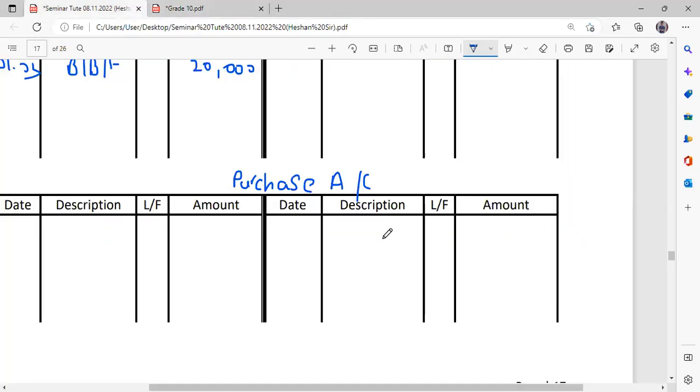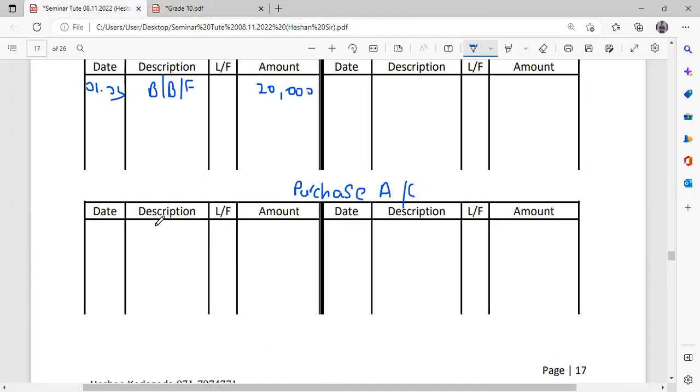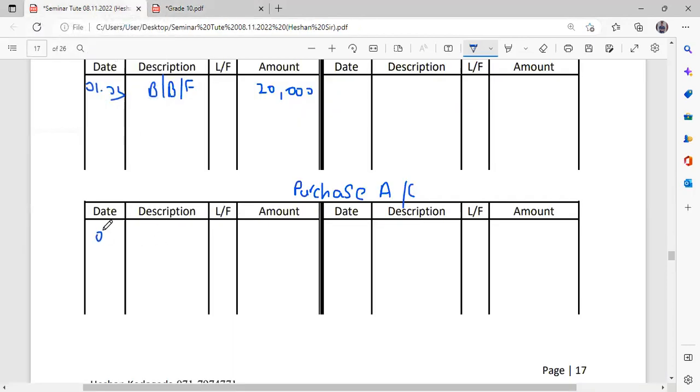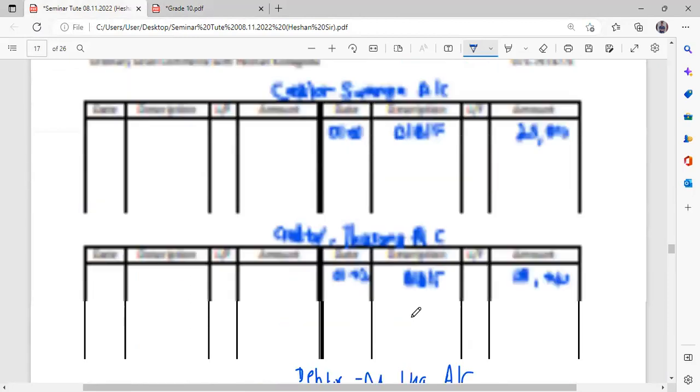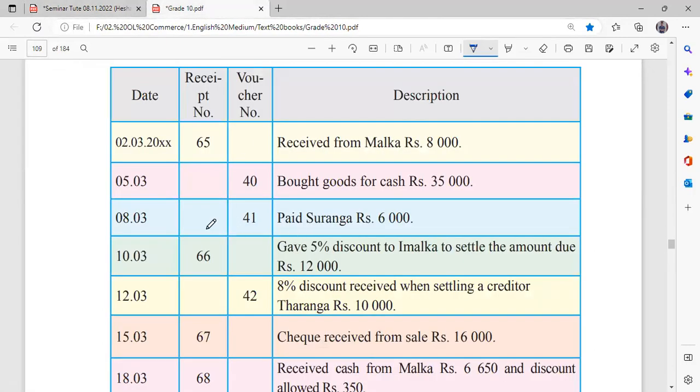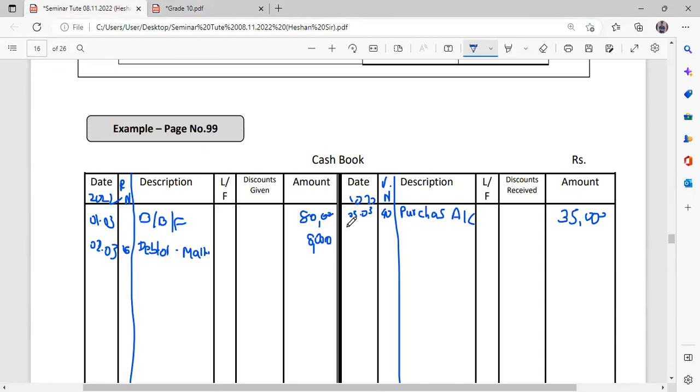Okay, right. So yeah, now when we purchase stocks on the cash basis, purchase account debit and the cash book credit. Now March 5th, cash book, 35,000. Okay, now it's finished. Now the other one. This is also a voucher number, which means cash payments. March 8, 41.